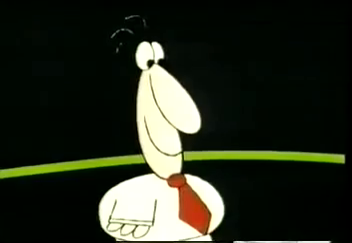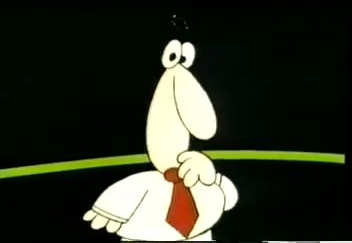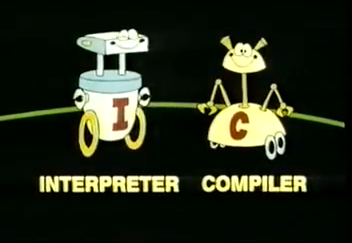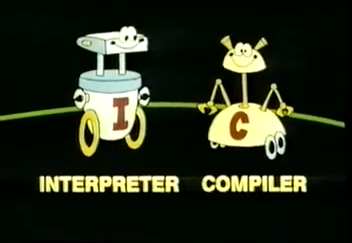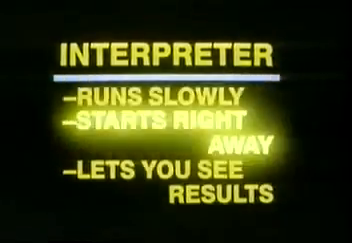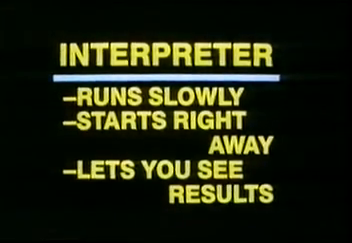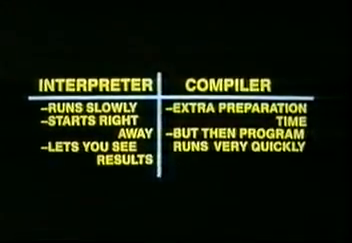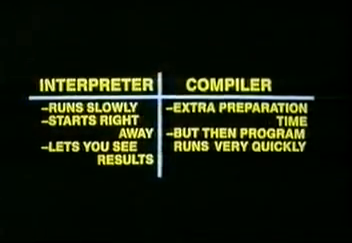But there's one disadvantage to this, of course. If there was a mistake in your instructions, it's too late now. This analogy comes very close to the way the interpreter and compiler translator programs actually work with computers. An interpreter runs slowly, starts right away, and lets you see how things are going. Whereas a compiler takes extra preparation time before your program can run, but then lets it run very quickly and efficiently. To help you remember the difference between an interpreter and a compiler, look at the words themselves.